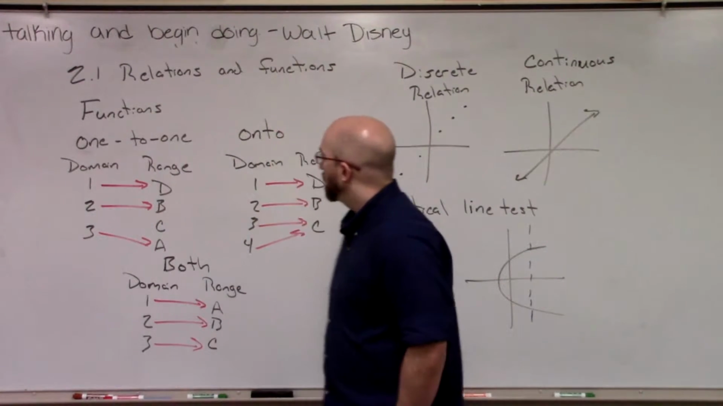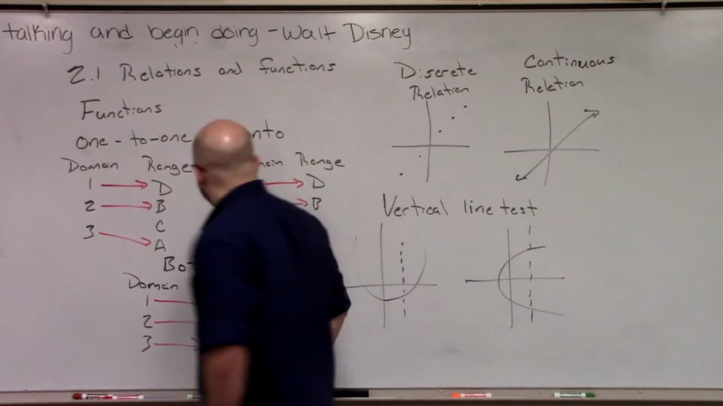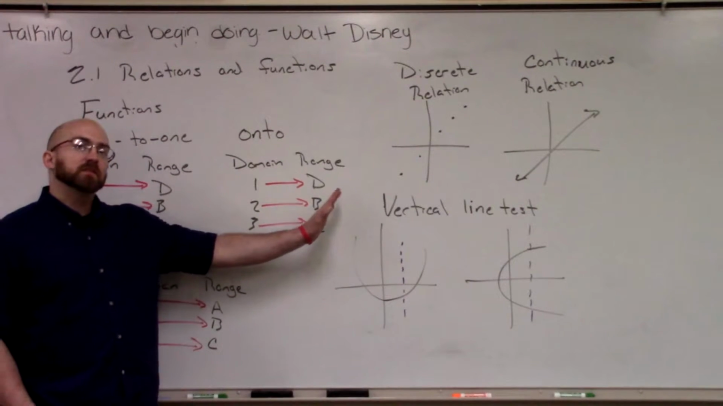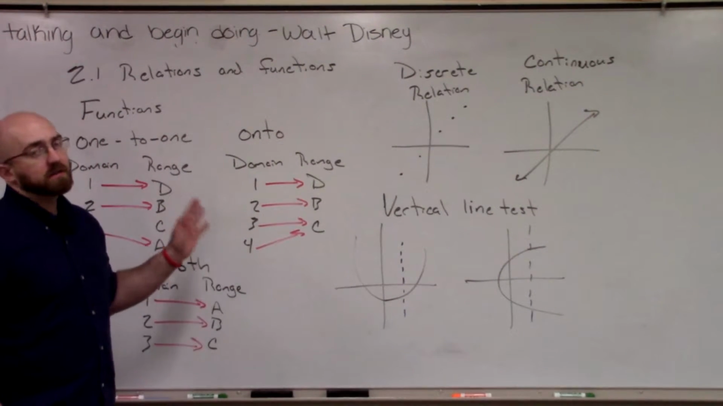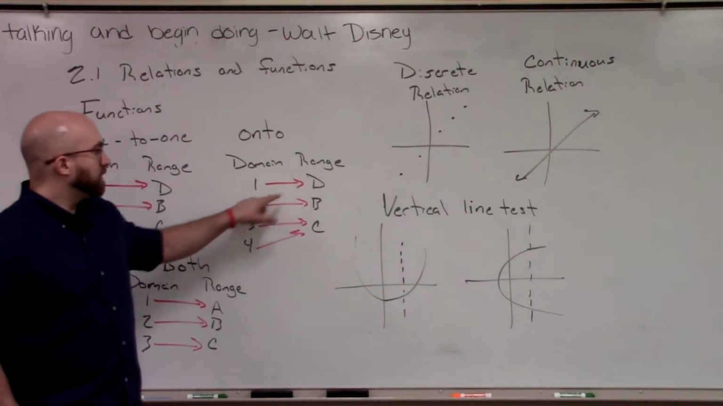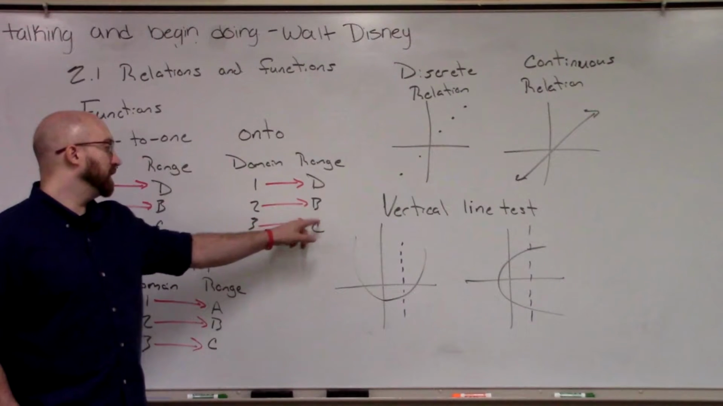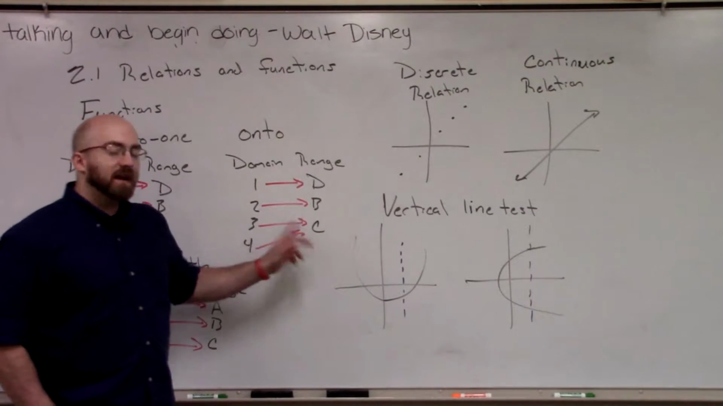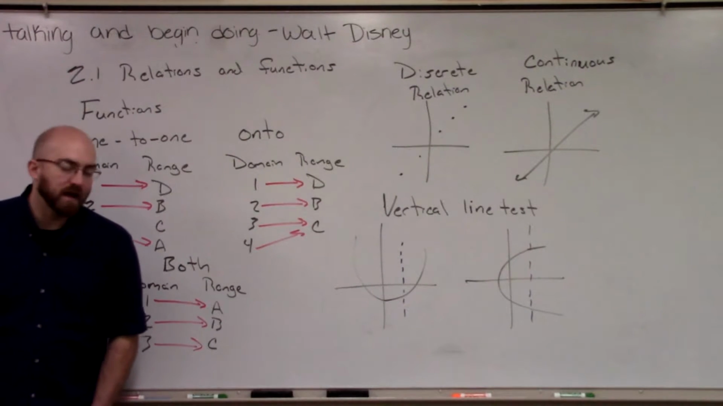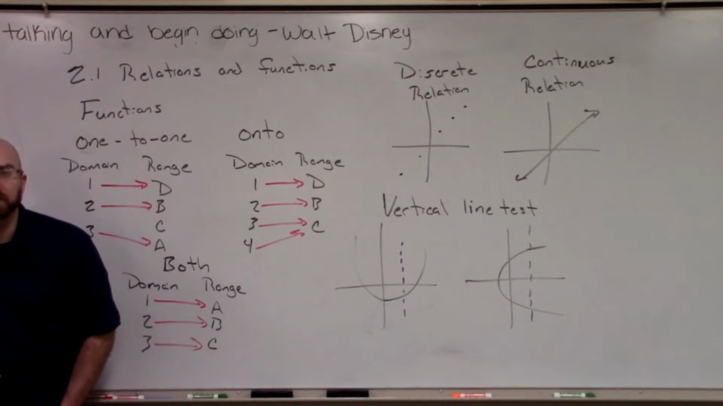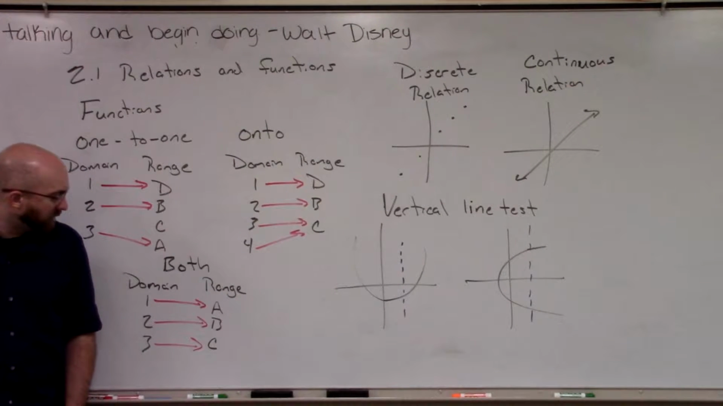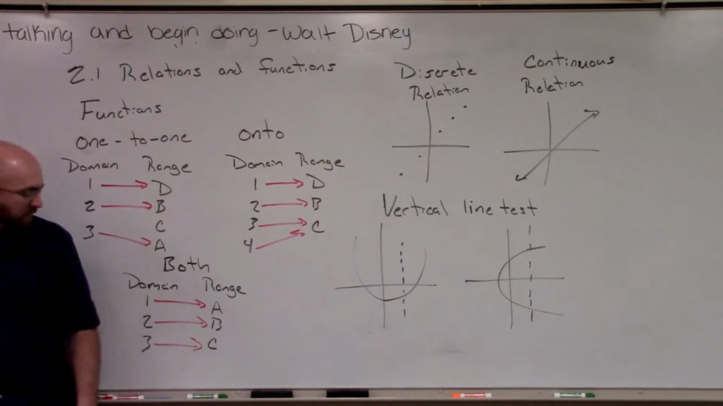The other one is onto, and that is where every value of the range has a unique value of the domain. Now this one is different. So 1, 2, 3, 4 can match up. 1 goes to D, 2 goes to B, 3 and 4 both go to C. That is possible to have with our functions. So we could have two values equal the same output. And the last one is both, where they just match up straight across.